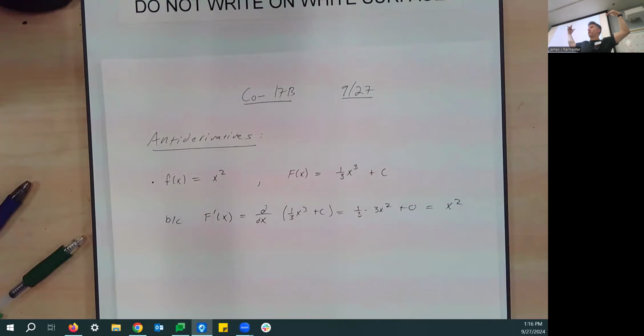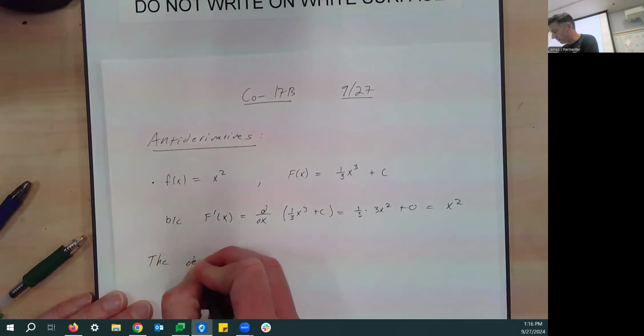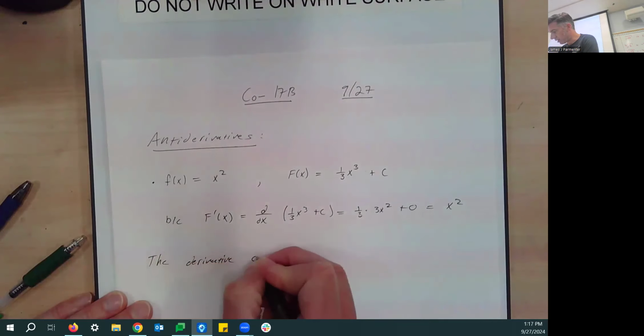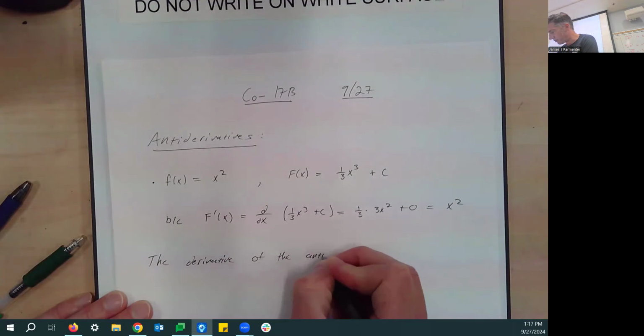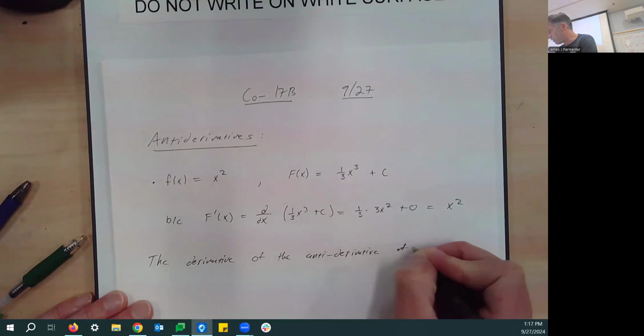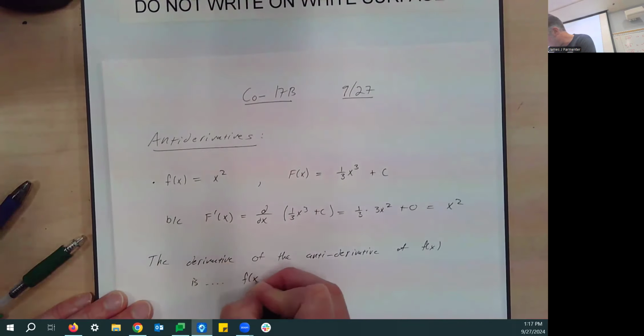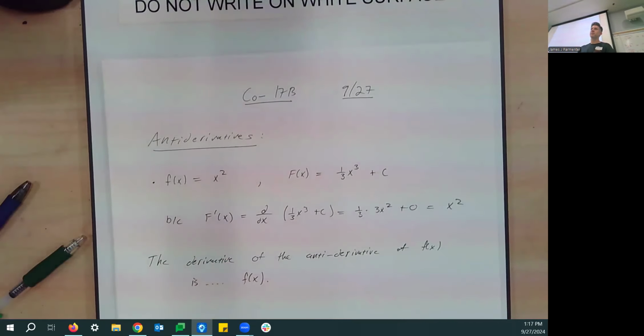The reason antiderivatives are what they are is because if you take the derivative of the antiderivative, you end up back at the function you started with. In fact, let's write that down. The derivative of the antiderivative of a function f of x is, drumroll please, f of x. You find the antiderivative, and take its derivative, back where you started.